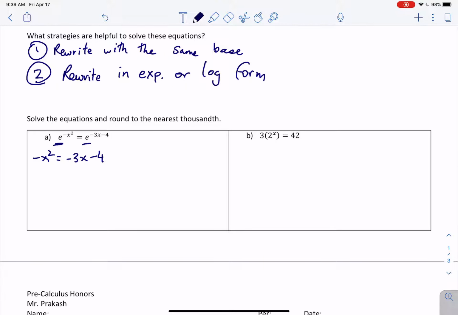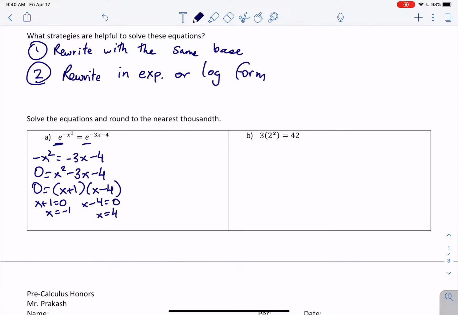So I'll move everything to one side. I'll get x squared minus 3x minus 4. And then I can start factoring this. So this is x plus 1 and x minus 4, which means x plus 1 equals 0 and x minus 4 equals 0. So x is negative 1 and x is 4.